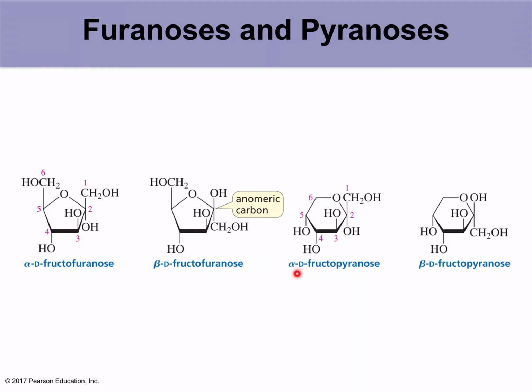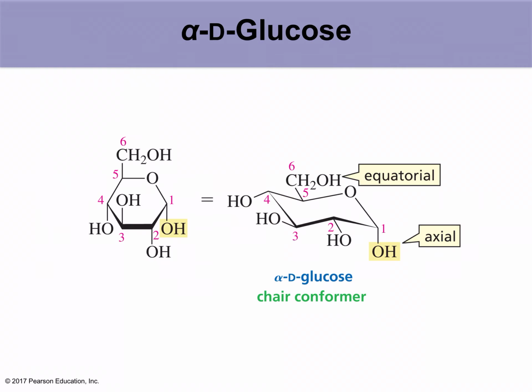A 6-membered ring can also be formed from fructose. This is alpha D fructopyranose because it is a 6-membered ring. This is beta D fructopyranose, another 6-membered ring. And this glucose Haworth formula, which has a 6-membered ring, we can also represent as a chair conformer.